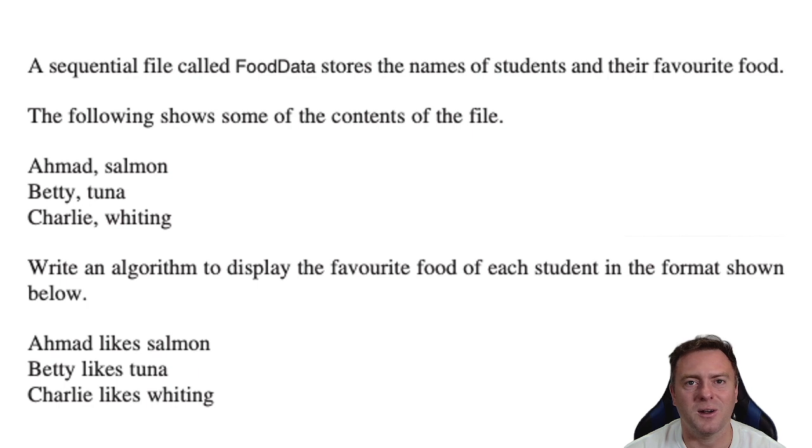A sequential file called food data stores the names of students and their favorite food. The following shows some of the contents of the file. So Ahmed salmon, Betty tuna, and Charlie likes whiting. Write an algorithm to display the favorite food of each student in the format shown below. So Ahmed likes salmon, Betty likes tuna, Charlie likes whiting. So just pause the video and try and do the Nessa code to do this based off what we covered way back at the beginning.